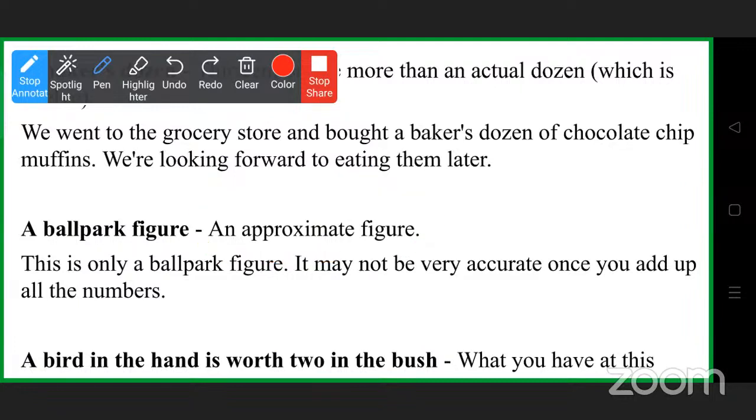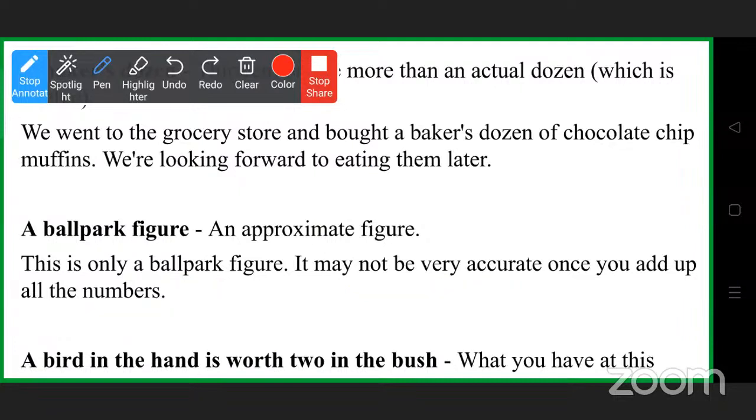A ballpark figure is an approximate figure. This is only a ballpark figure, meaning if you give an estimate and you don't know for sure, it may not be very accurate once you add up all the numbers.